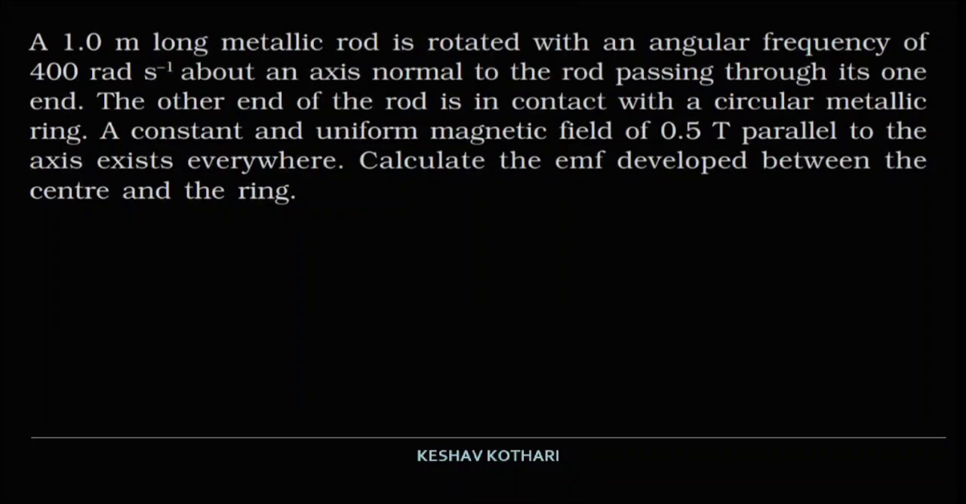A 5-meter long metallic rod is rotated with an angular frequency of 400 radian per second about an axis normal to the rod passing through its one end. The other end of the rod is in contact with the circular metallic ring. A constant and uniform magnetic field of 0.5 Tesla parallel to the axis exists everywhere. Calculate the EMF developed between the center and the ring.